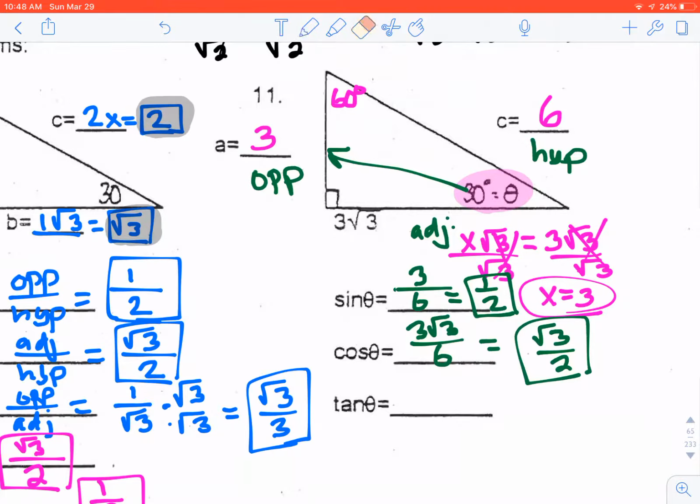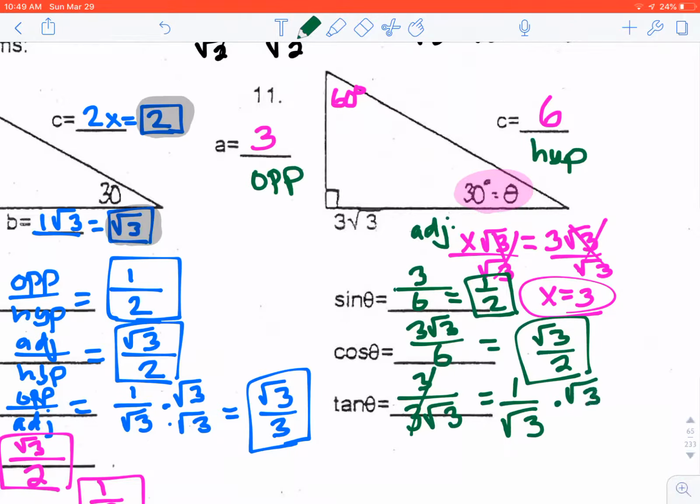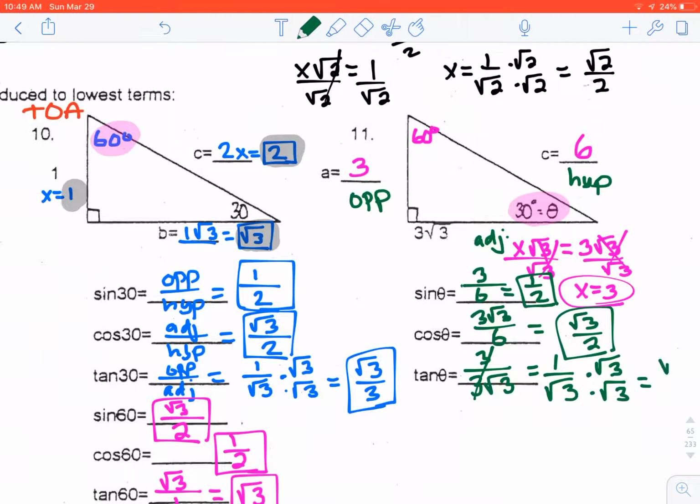Tangent of theta is going to be opposite over adjacent. So the side opposite is 3. The adjacent side is 3 square root 3. Now, we don't want to leave our square root 3 in the denominator, but we also can reduce. We can cancel out these 3's. So I'm first going to make it 1 over square root 3. And then remember to multiply the top and bottom by square root 3. So you end up with square root 3 over 3 as our tangent theta.